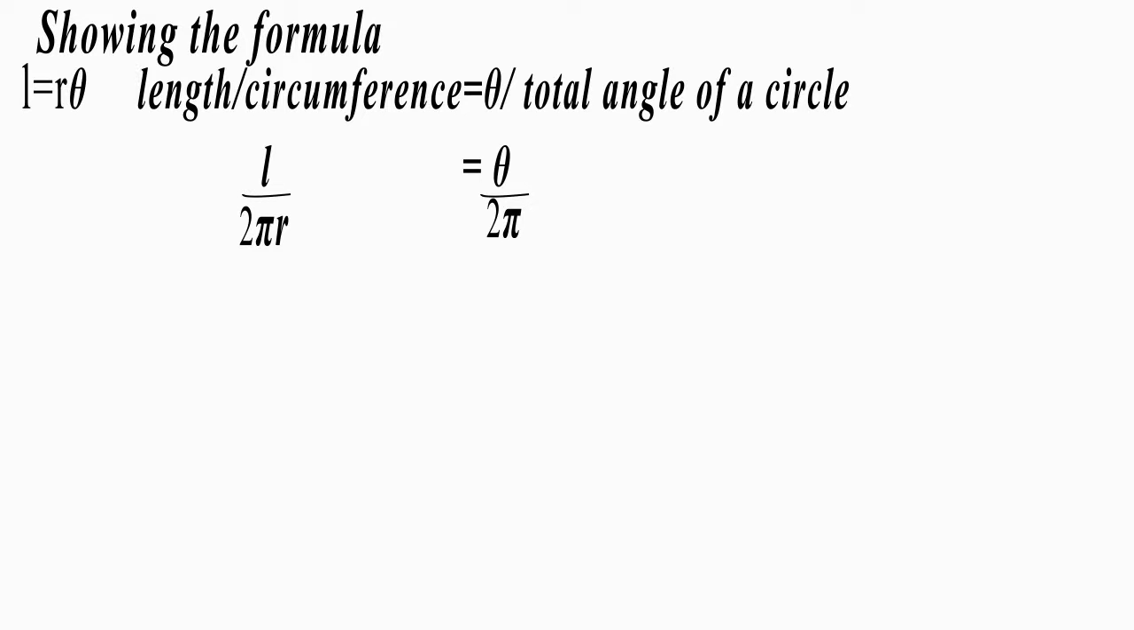For L equals r theta, we know that the length of the arc divided by the circumference of the whole circle has the same ratio as the angle subtending the arc over the whole angle of a circle. So L over 2 pi r equals theta over 2 pi. Here the 2 pi's cancel, leaving us with L over r equals theta. This can be simply rearranged to L equals r theta.